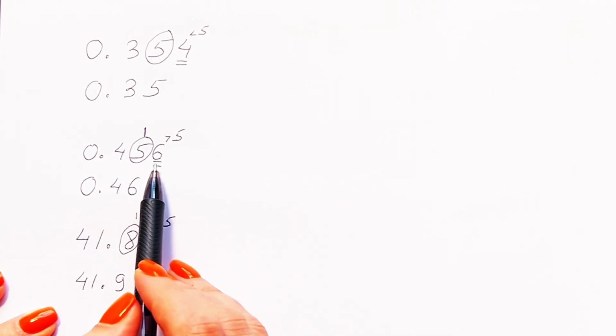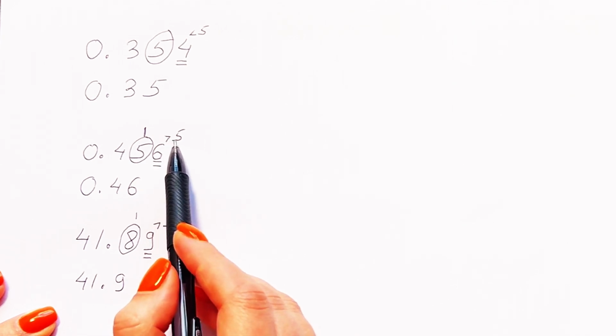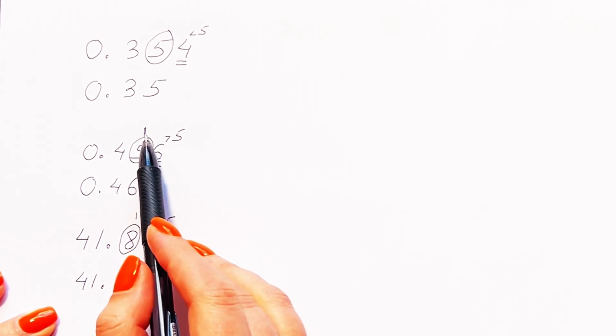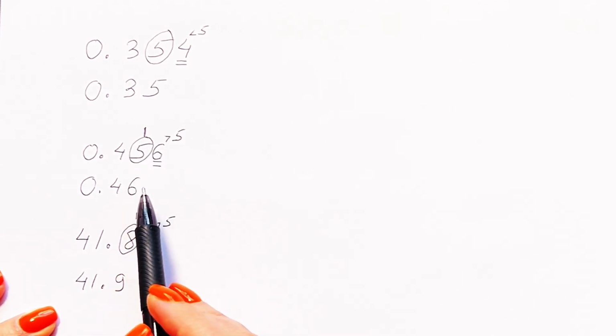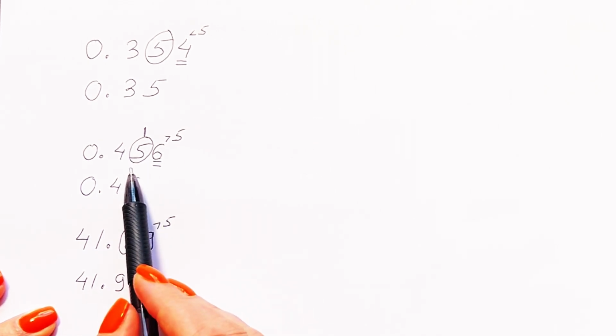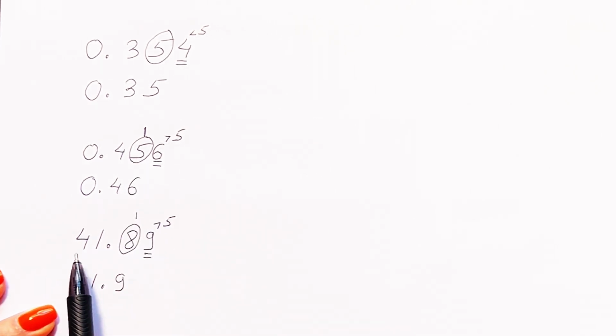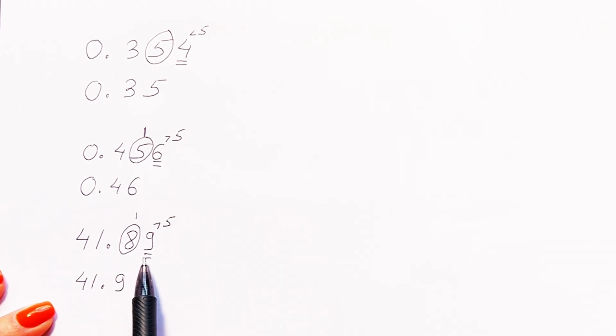Okay, here 0 and 456 thousandths. Rounding to the nearest hundreds place. Next digit is greater than 5. It means we're gonna round it up. 5 is gonna become one digit more. 5 is gonna become 6.